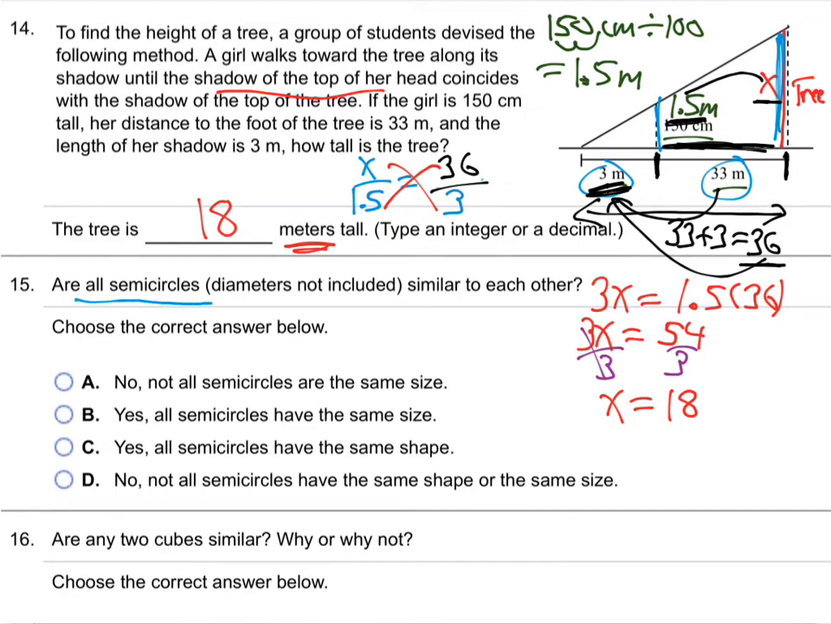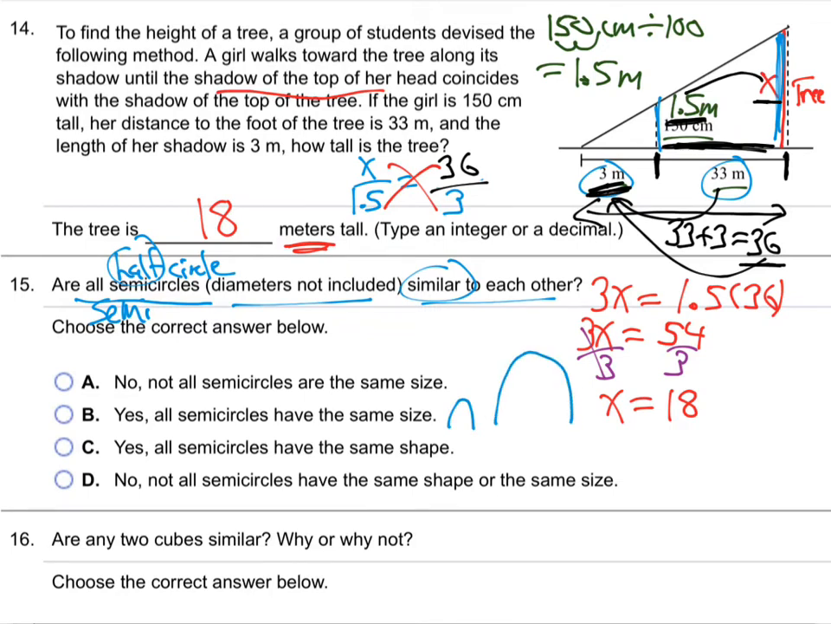Are all semicircles, diameters not included, similar to each other? Are they all similar? So what's a semicircle? That means a half circle. Semi is half. Whenever you have semi in front of a word, it means half. So a half circle. So if you have a little half circle and a big half circle, are they similar?